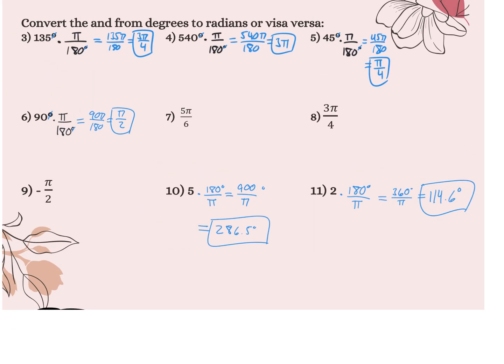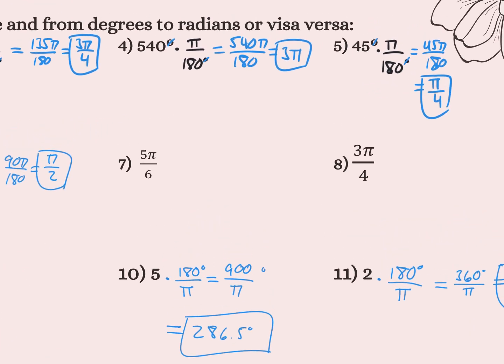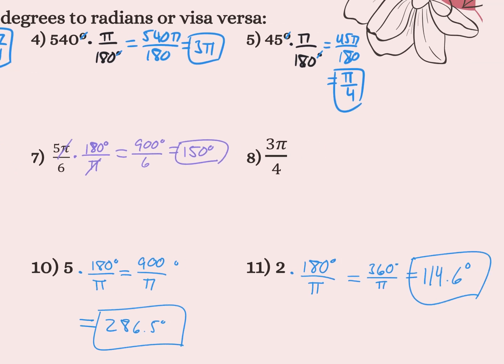All right, and then now 7, 8, and 9 are going to work out pretty nicely just because we have a pi in there already, and it's going to cancel out, and you'll get a nice whole number. So this one right here, 5 pi over 6, I can do times 180 degrees over pi. And because pi cancels, we get a nice whole number now. So 5 times 180 is going to get us 900 degrees over 6, and that's going to get you 150 degrees.